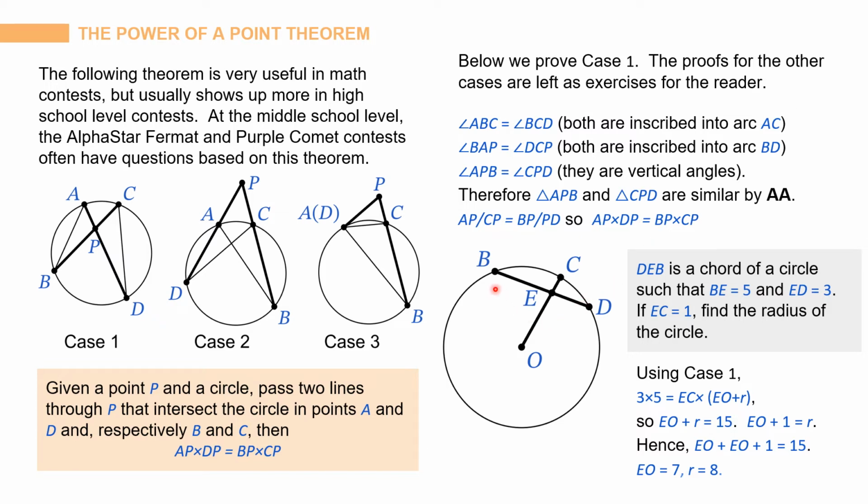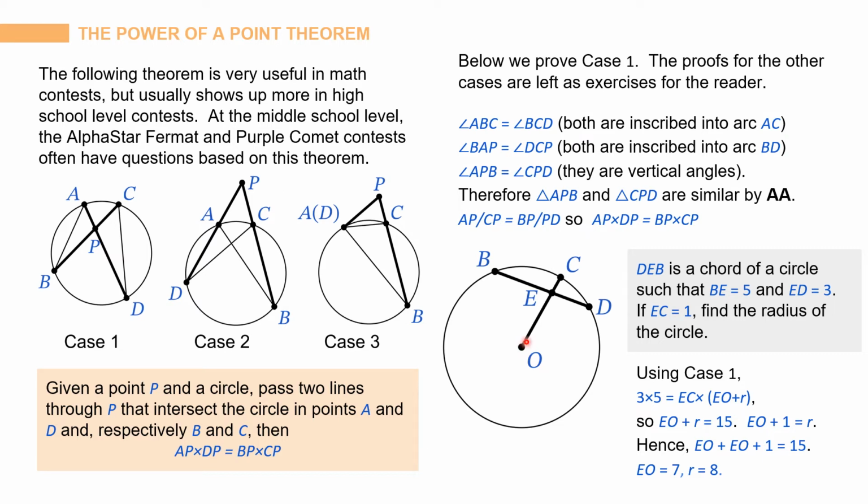DEB is a chord of a circle such that BE equals 5 and ED is equal to 3. EC is equal to 1. Find the radius, so O is the center of the circle. Find the radius OC of the circle. So you might think, well, I want to use the intersecting chord theorem, but I don't have two chords. Well, you don't have two chords yet.